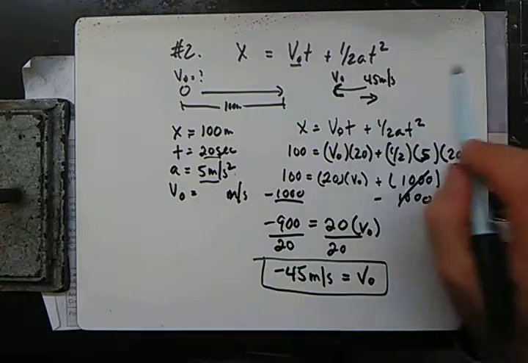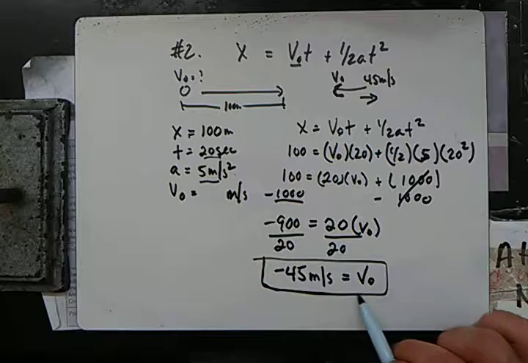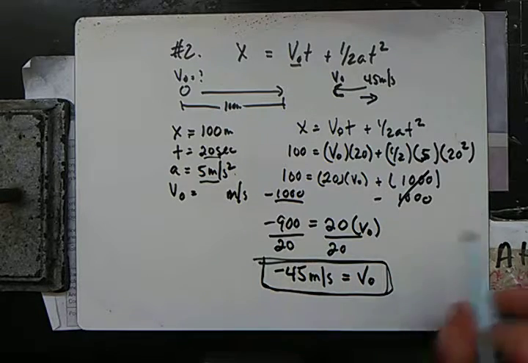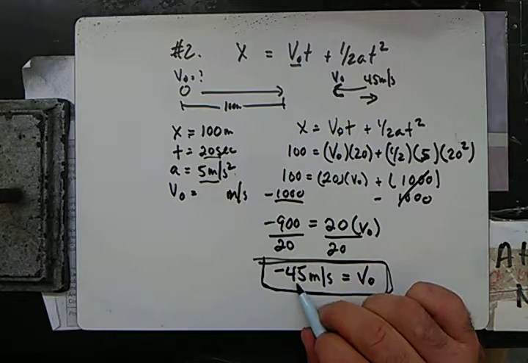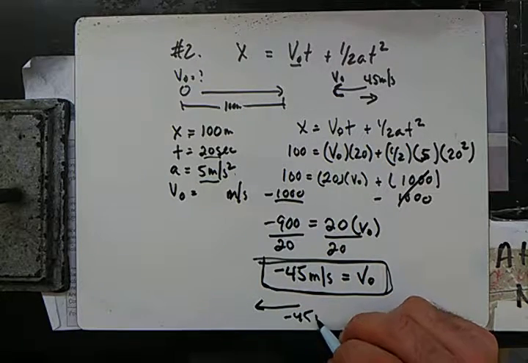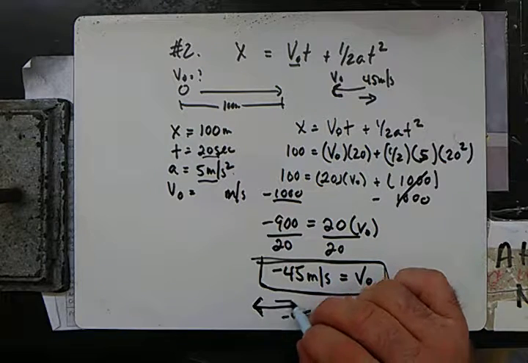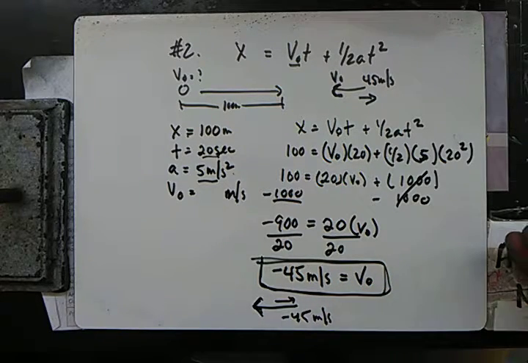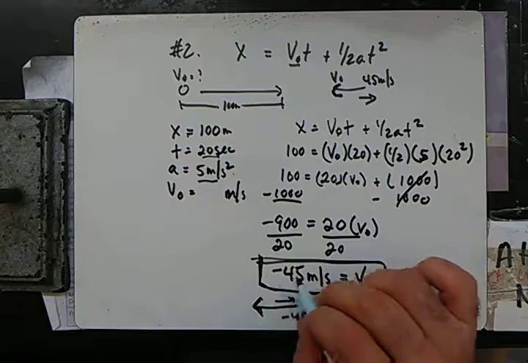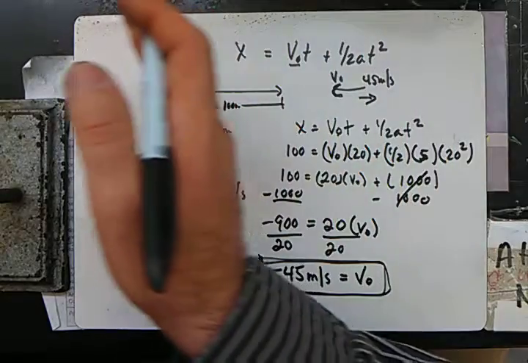Okay, and this is kind of a nice little intro to gravity too. But this had an initial velocity. So initially, this ball was traveling negative 45 meters per second. Something started to accelerate it positively, which changed it to a positive velocity. So keep in mind your signs. This ball started out rolling negative, and then something sped it up.